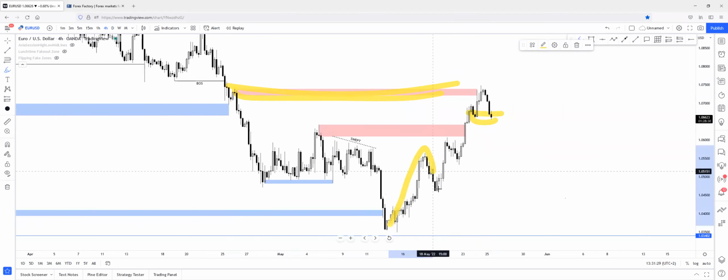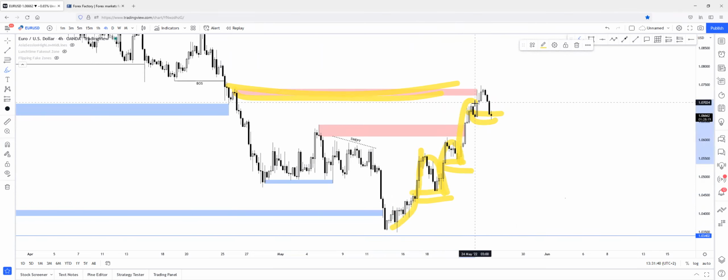And if you take a look at the actual structure on the 4-hour chart, price is following a really bullish pattern, creating inefficient movements to the upside, pullbacks, demand reactions, inefficient movements, pullbacks, demand reactions, and so on.